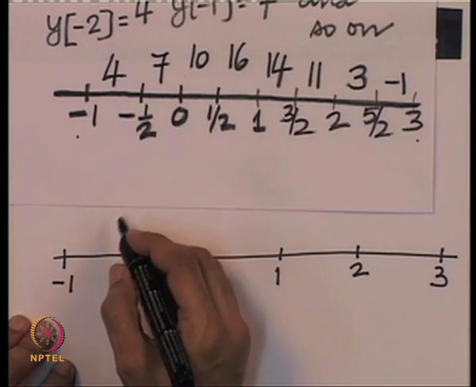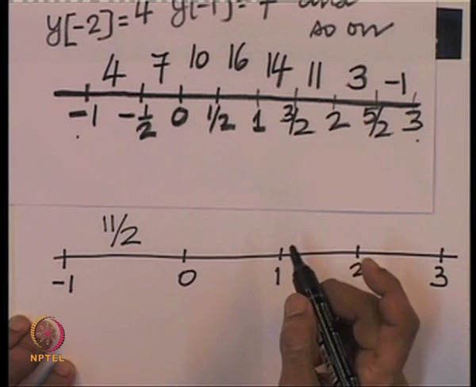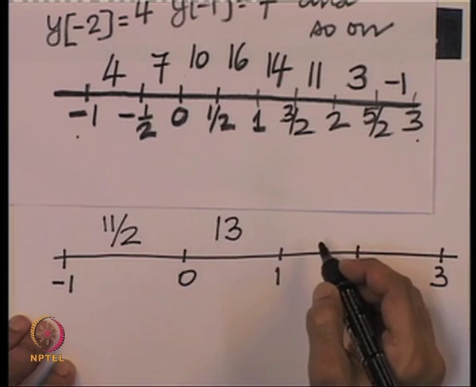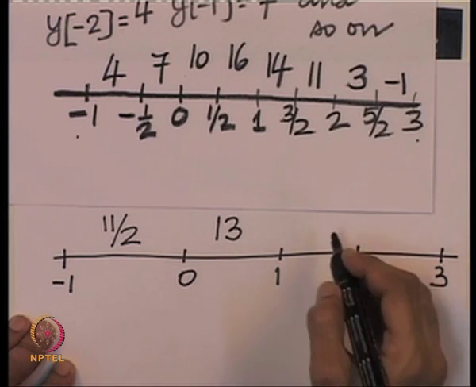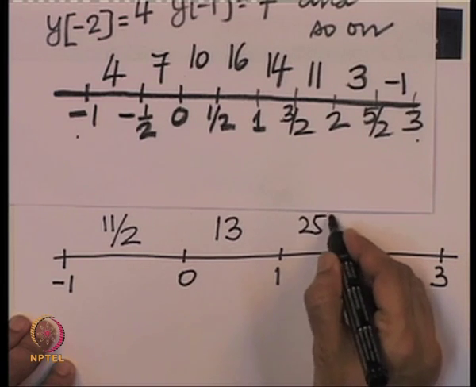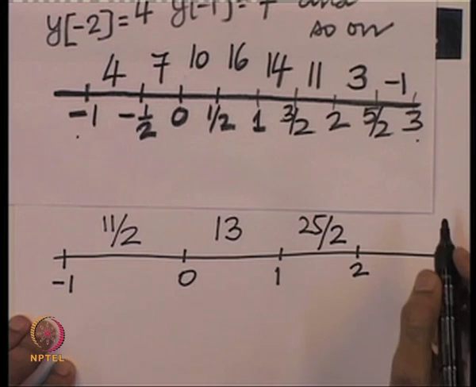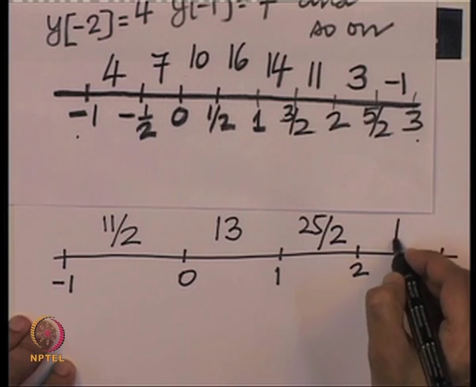So, 4 plus 7 by 2, that is 11 by 2 here. 10 plus 16 by 2, that is 13. Between 1 and 2, it is going to be 14 plus 11 by 2, that is 25 by 2. And between 2 and 3, it is going to be 3 plus minus 1 by 2, that is 2 by 2, and that is 1.